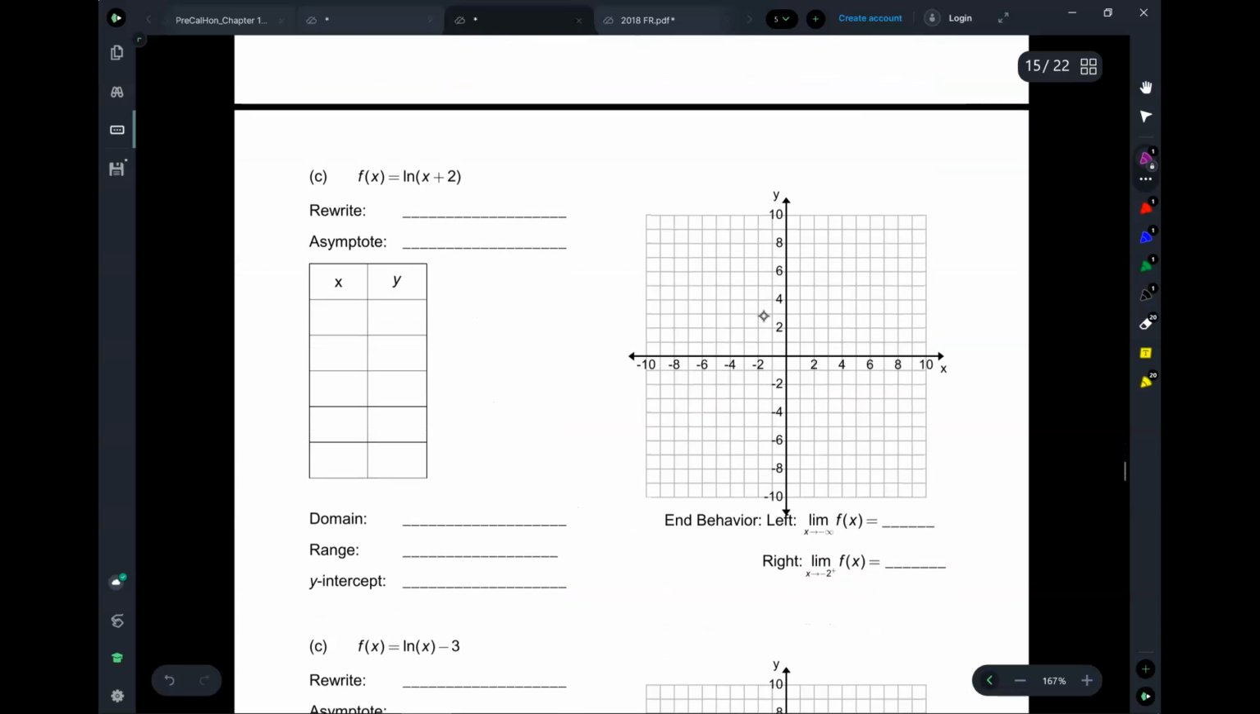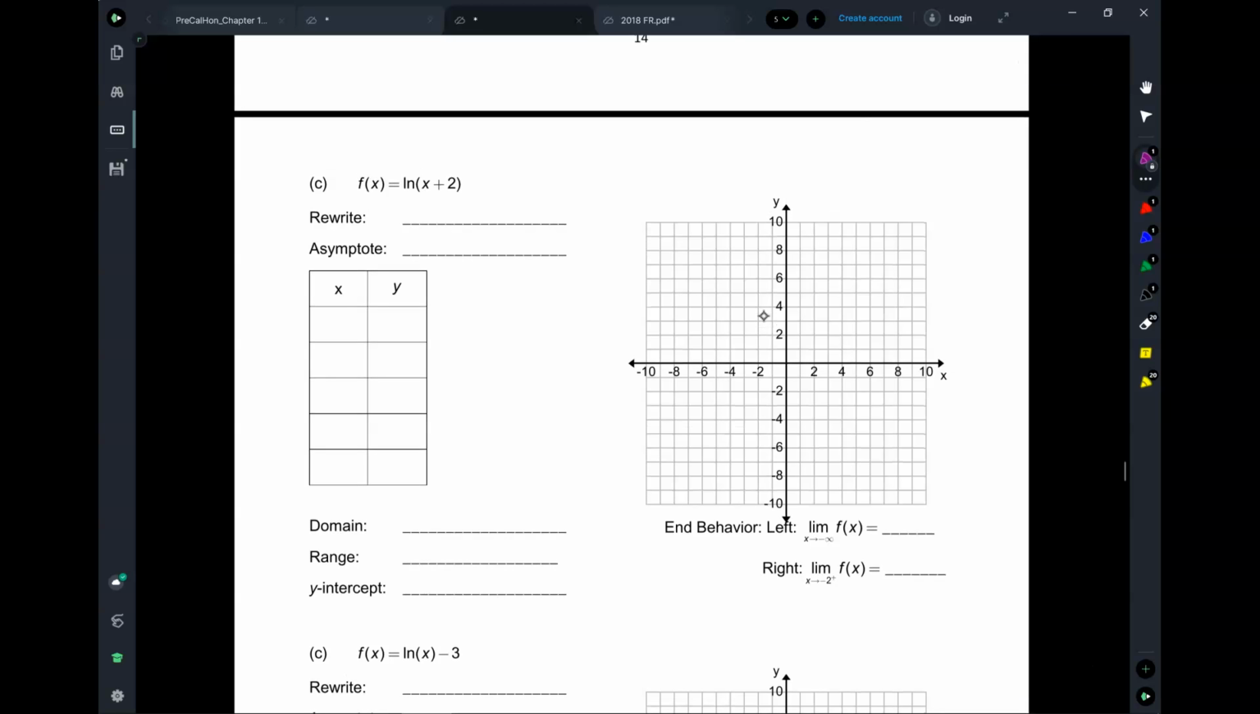Now, for this next one, I have ln of x plus 2. So this is y equals ln of (x plus 2). Now, notice there is a horizontal shift here of plus 2, meaning everything has moved to the left 2 units, including the asymptote. So the asymptote is now at x equals -2. And for this one, the base is e, right? Since the base is e, this has to be done with a calculator. We can't do these by hand.